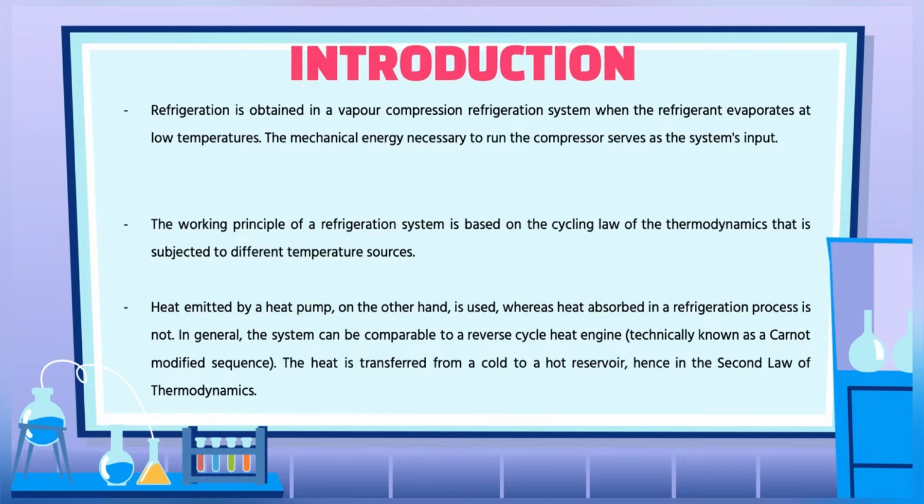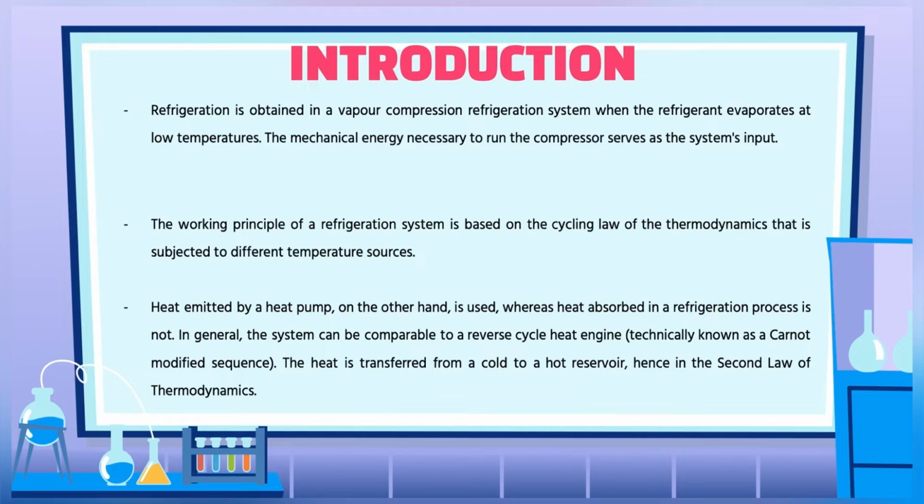Due to the law of conservation of energy, the heat transferred from the substance placed in the unit, plus the energy necessary to run the cycle, cannot be eliminated. The heat is released to the surroundings at a higher temperature. As a result, the machine functions as a heat pump. The heat pump and the refrigeration cycle are comparable. Heat emitted by a heat pump, on the other hand, is used, whereas heat absorbed in the refrigeration process is not. In general, it can be compared to a reverse cycle heat engine, technically known as the modified Carnot cycle. The heat is transferred from a cold to a hot reservoir, hence the second law of thermodynamics.